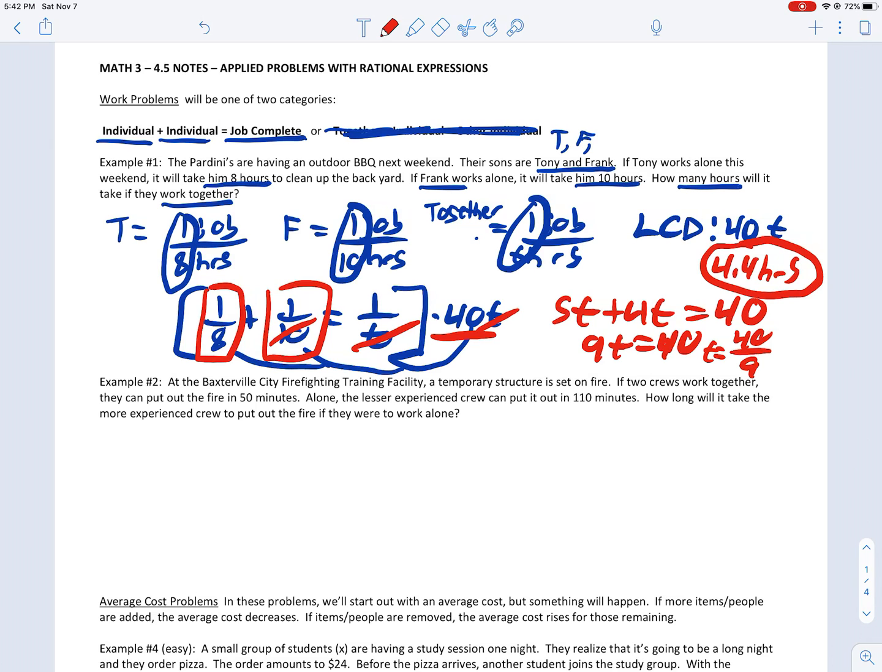So I create the rational equation. I solve it just like we did in section 4 by multiplying by the common denominator to clear the fractions.